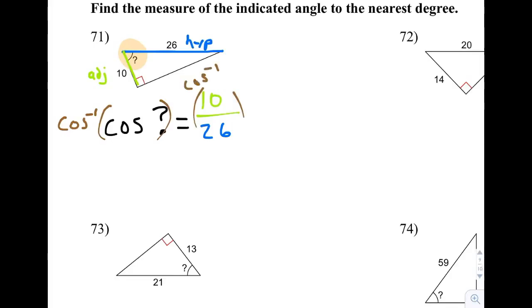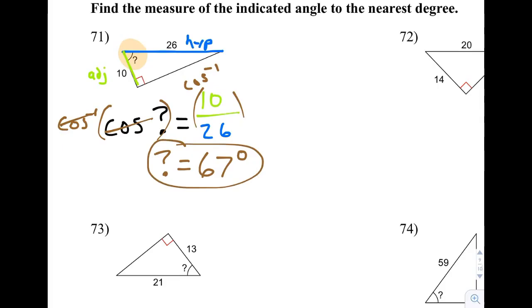This side, inverse cosine and cosine cancel each other out, so question mark equals, and now we just go to our calculator and do second cosine, inverse cosine, 10 divided by 26, close our parenthesis, and we get 67.3, which rounds down to 67 degrees. And that's it. So that's our unknown angle. In just a couple steps, we were able to get straight to that.